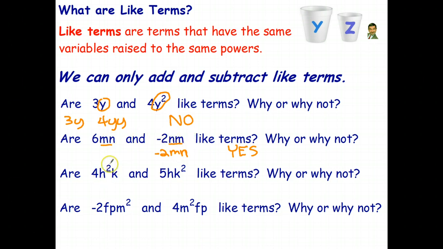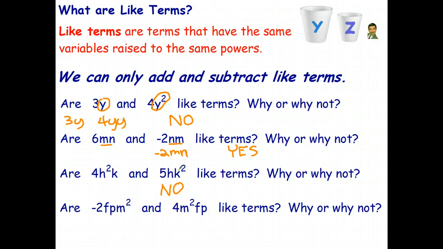Looking at the next one, here I've got h squared. Here I only have a single h. So because the letter parts aren't the same, the answer is no. The k's are also different. Here I have a single k. Here I've got k squared or k times k. So for that, those two expressions, they are not like terms because the powers are not the same.